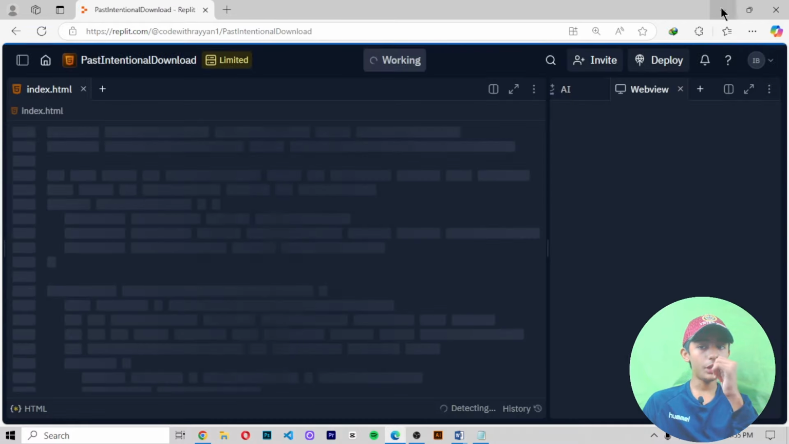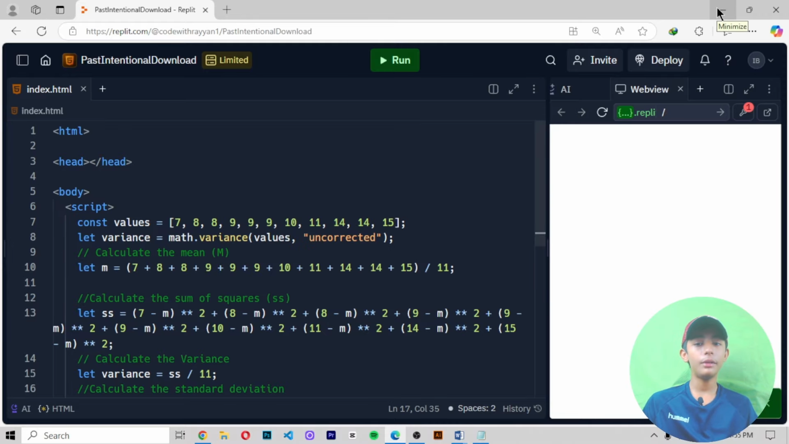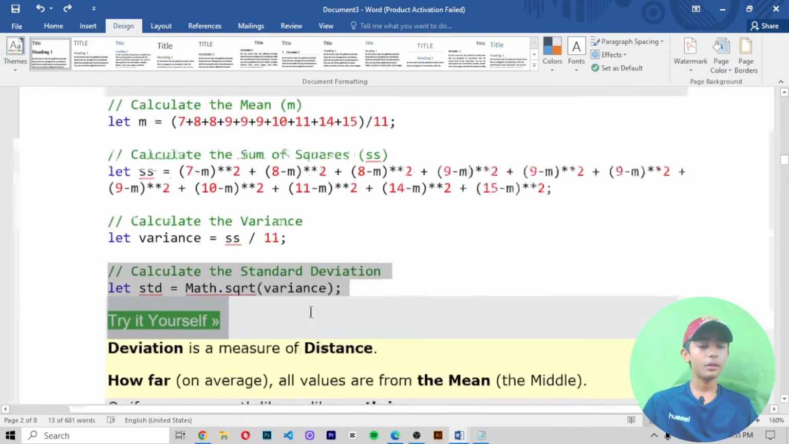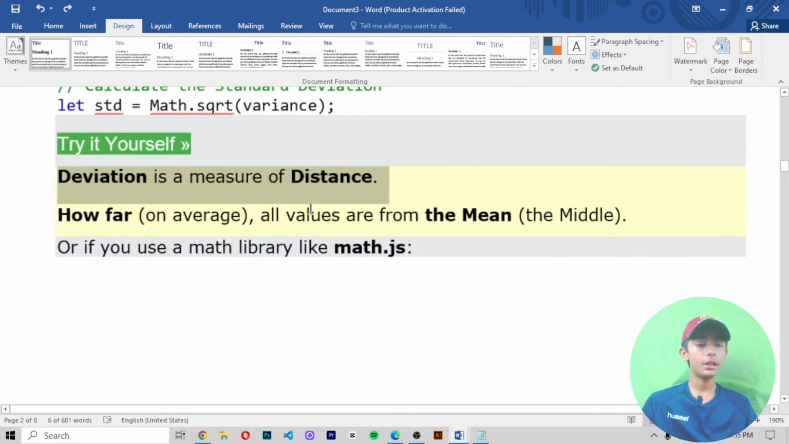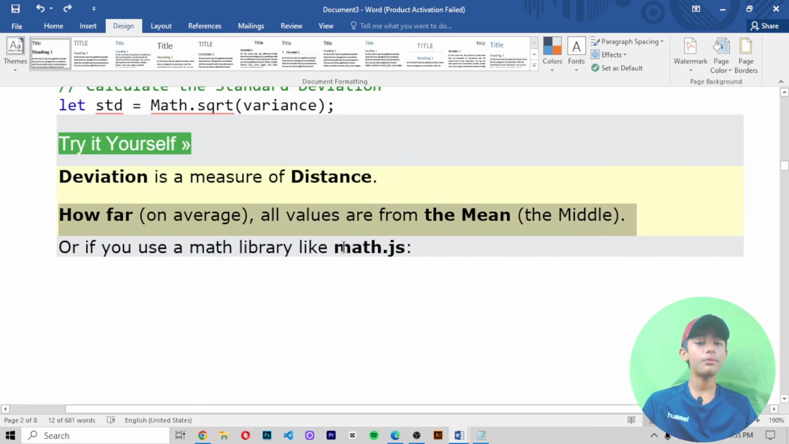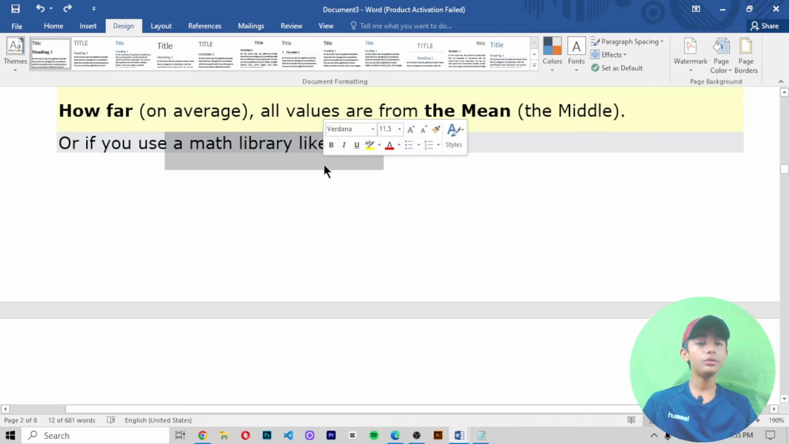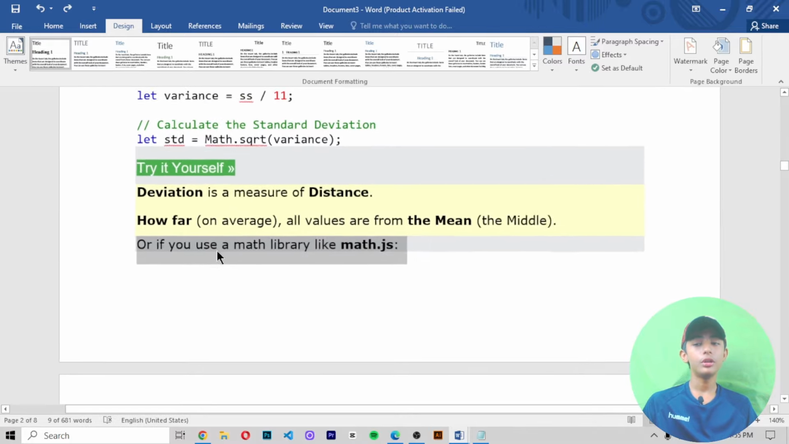So now let's come to our Word file again. When we write till here, deviation is a measure of distance, how far on average all values are from the mean, the middle, or if you use a math library like math.js also. So here you can see it.